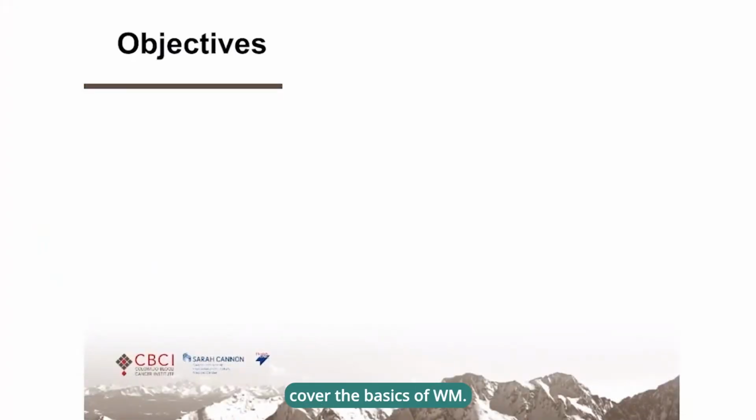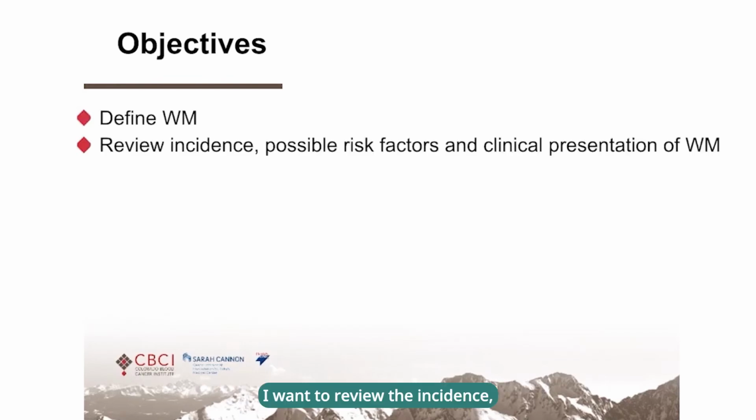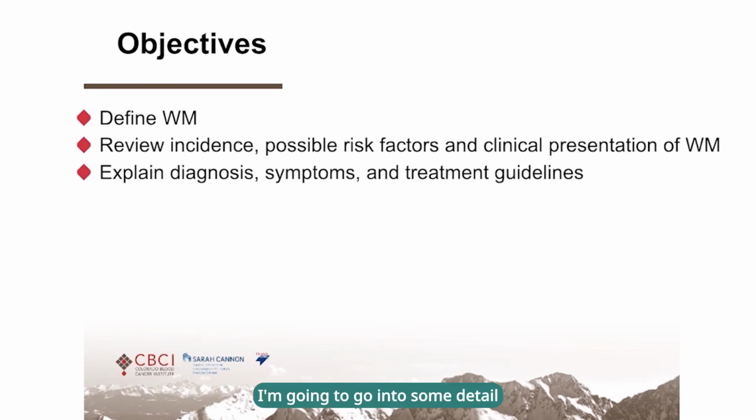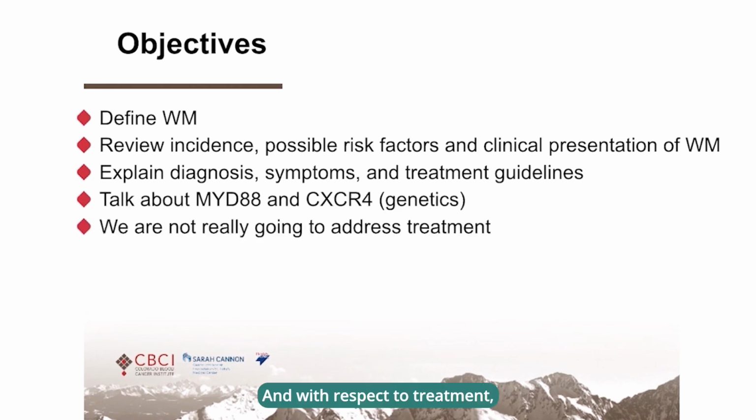My goal today is to cover the basics of WM. What I want to do is define what Waldenström macroglobulinemia is. I want to review the incidence, possible risk factors, and clinical presentation of WM. I'm going to go into some detail about how we diagnose it, what the symptoms are, and a little bit about treatment guidelines. I'm going to delve quite a bit into genetics. It's important these days that we all are familiar with the genetics of WM. With respect to treatment, I'm not going to go into a lot of detail because there are other speakers who will address that topic in more detail. But we'll talk about the way doctors think about treating patients.